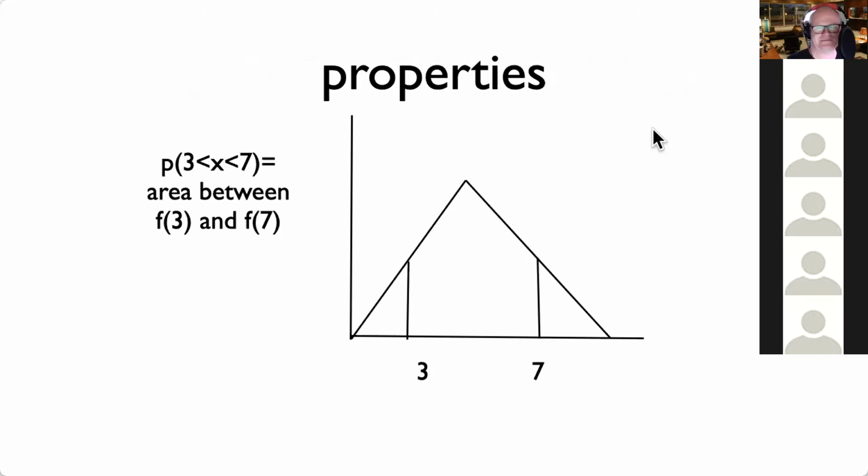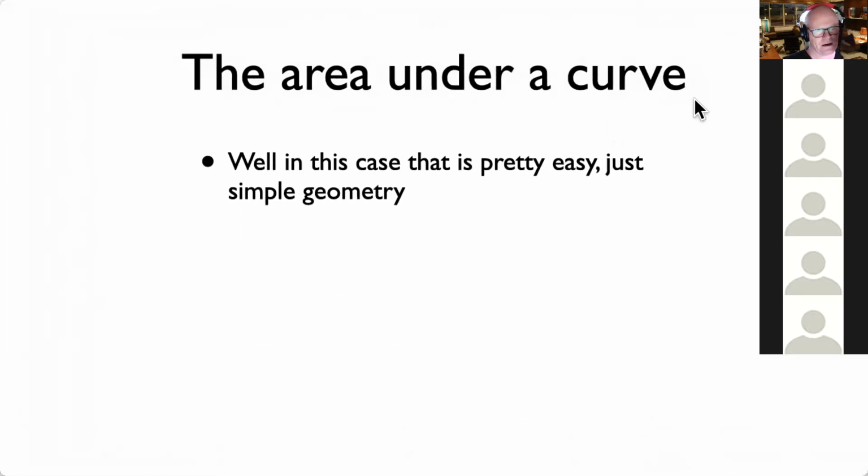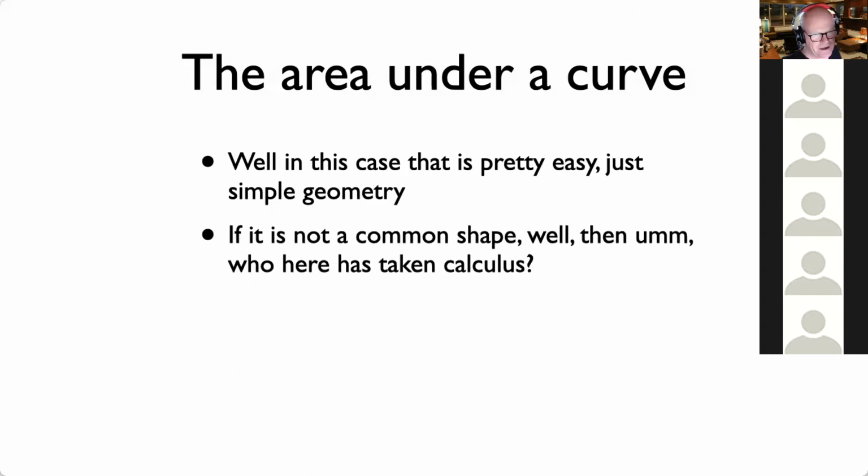You could do that. So it's simple geometry in this case. You could just get the area under the curve there. It's really very straightforward geometry, right? That's something you could do. What if it's not a common shape? So what if it's a normal distribution? So it's not this weird triangle distribution that I've invented that I've never seen in the wild.